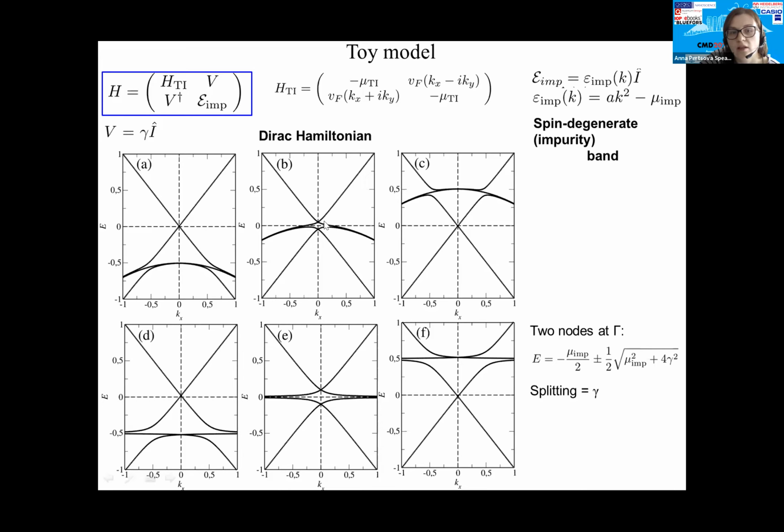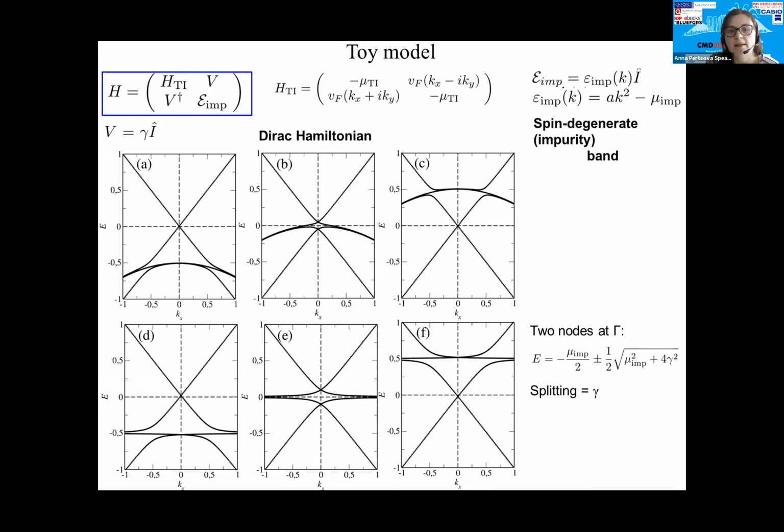If we simply diagonalize the Hamiltonian, we get the analytical expressions for these states at the gamma point. We see that the splitting is exactly given by the hybridization between the impurity band and the Dirac Hamiltonian. So this simple model explains the features that we observe in the more complicated tight-binding model.